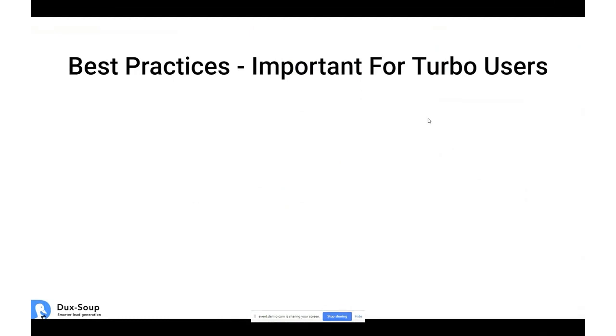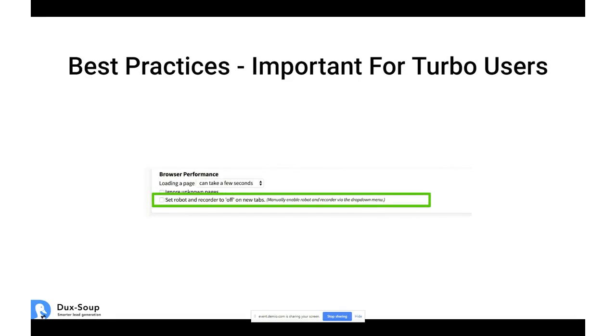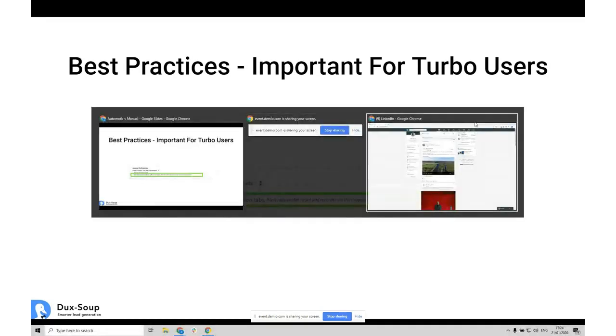Further, a really important top tip for Turbo users. There's one setting which is available, and it's there for various reasons, but make sure you never enable this setting here, which is "set robot and recorder to off on new tabs." Maybe there's a reason why you'd want to do this, but if you're a Turbo user using automated follow-ups and you want the message bridge to be active, I'll show you where that is in a second.